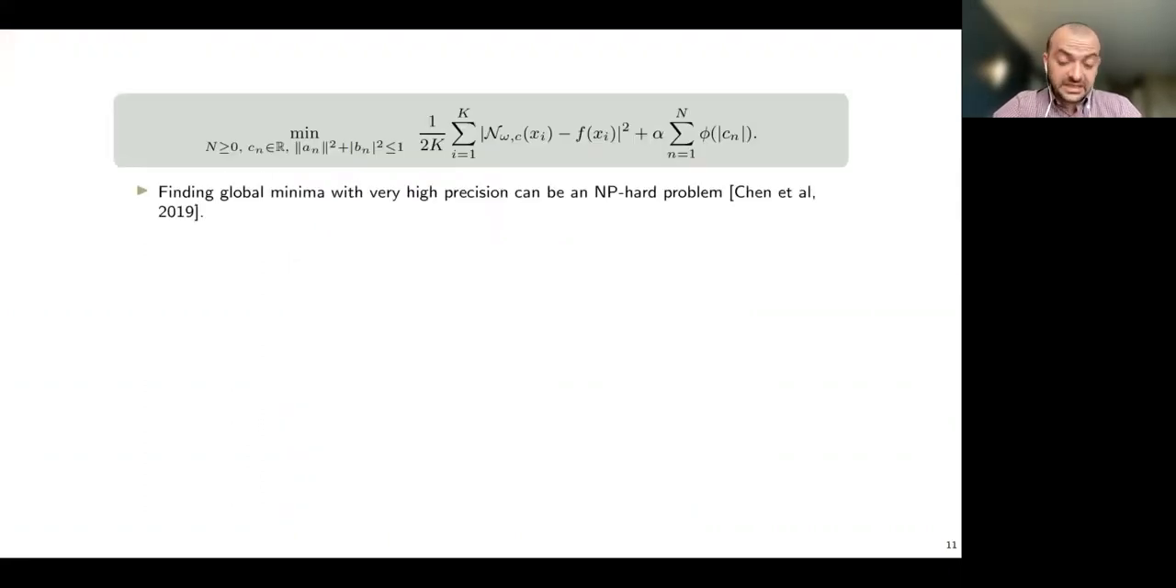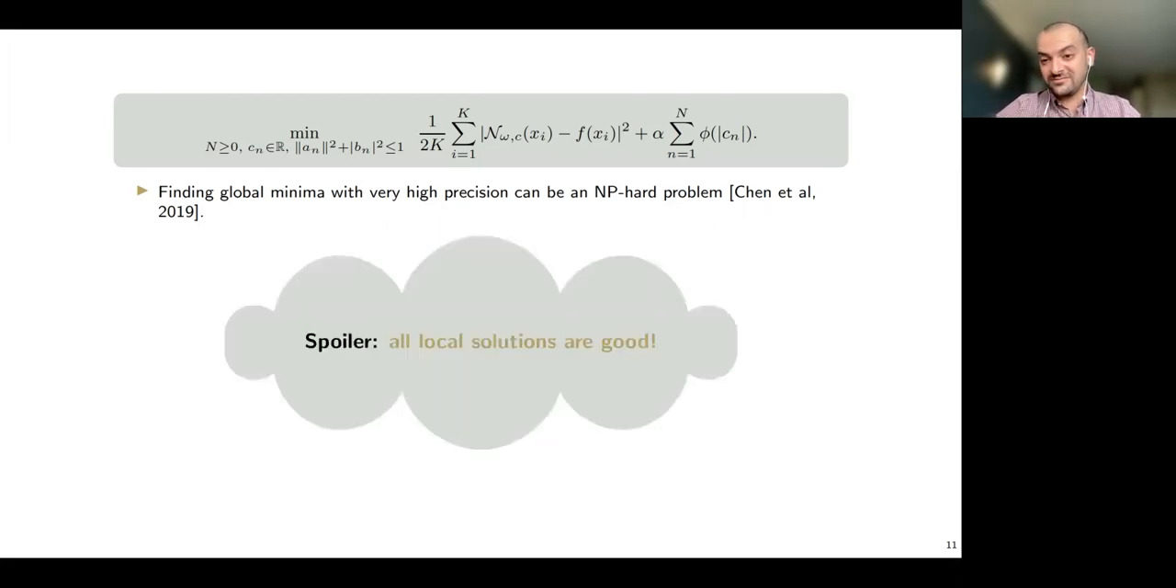And in fact, it turns out that finding the global minimum of this problem with high precision is an NP-hard problem. So on top of the issues with convexity, you cannot find the global minimum with high precision. Okay, very bad, right? But it turns out that for this problem, all local solutions are good. Even though we cannot find the global solution, the local solutions are very good solutions, so there is no need to actually search for the global minimizer.